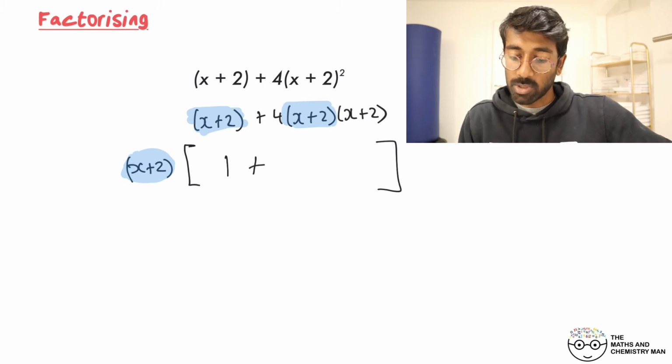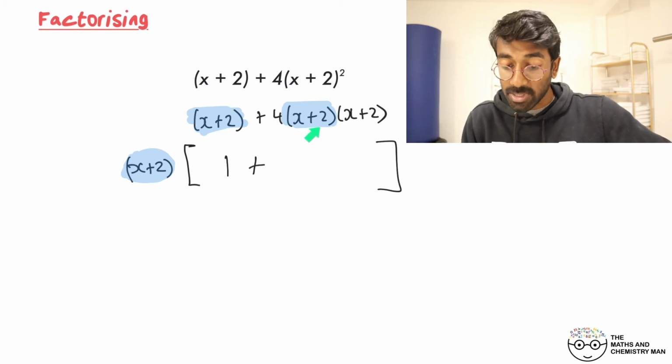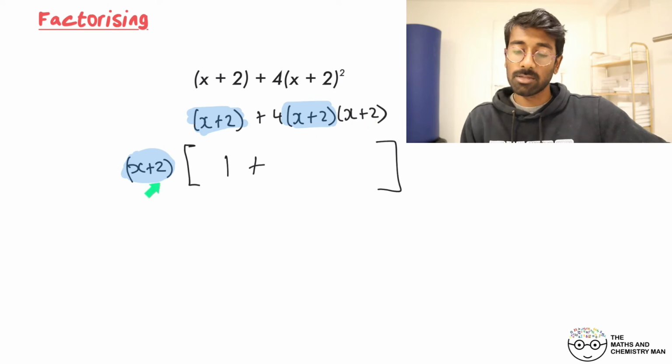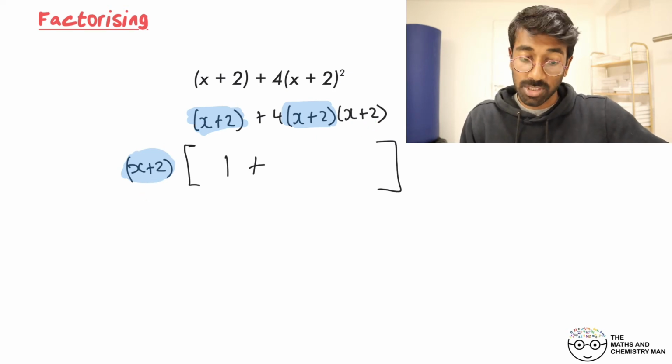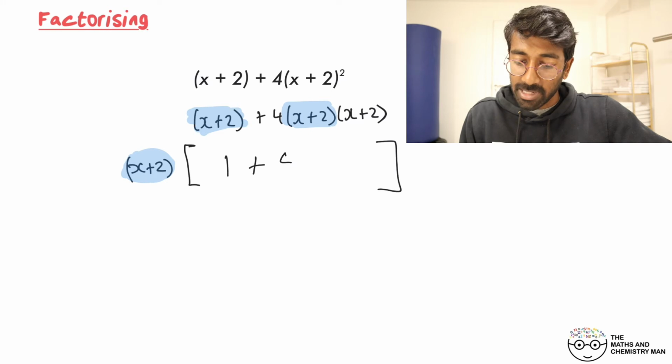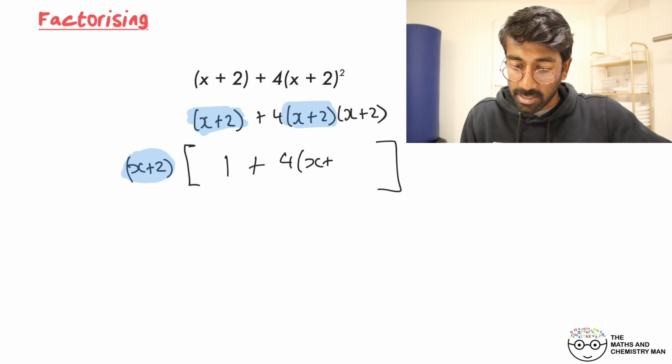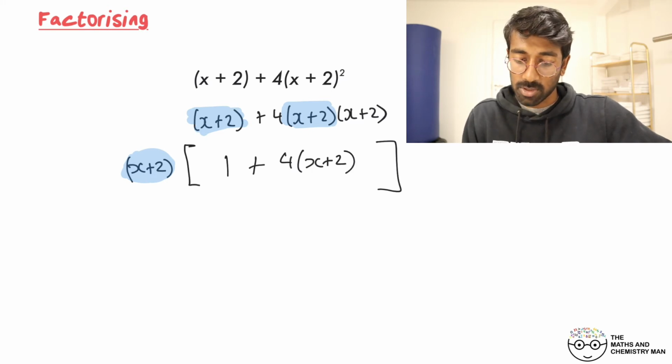Plus, and then what do we have here? Well, we had 4 times x plus 2, x plus 2. So just divide it by what's on the outside, which is an x plus 2. So what's going to be left will be 4 and then x plus 2. And there we go. So you can see that there in the left hand side.